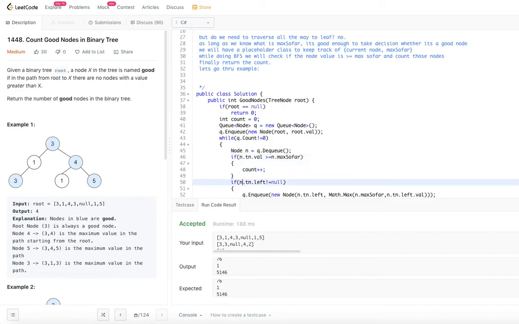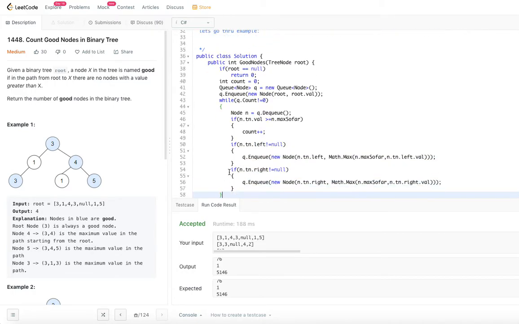And what do we do next? So if the current node has a left subtree or left child, we will do something. And if the current node has a right child, we will do something. So what we are doing, essentially, we are adding this left child to the queue and the right child also to the queue, as long as the left child exists and the right child also exists, right? So if the left child exists, we will put the node's left child, right? Node's left child.